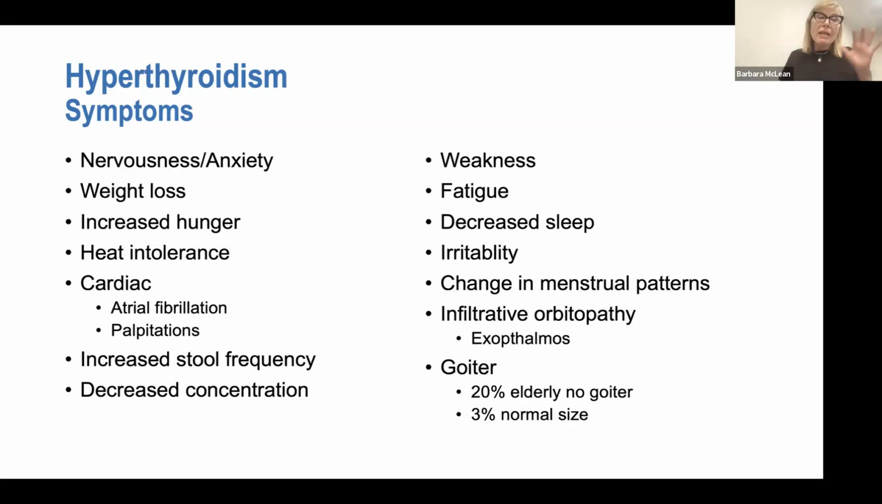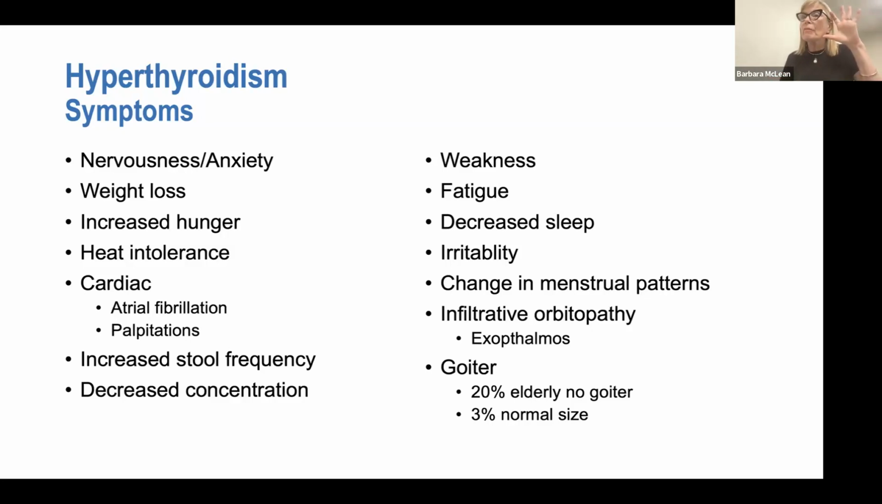They have very significant cardiac stimulation, and one of the most common causes of atrial fibrillation is hyperthyroidism. So that's always something we're going to think about. Now, remember, I said they're going to poop all day. They can't concentrate. They're just really so agitated and anxious. They appear sometimes like they're on methamphetamines, but they're really just hyperthyroid. They can't sleep. They're irritable. They may not be menstruating, even though they're of menstrual age.